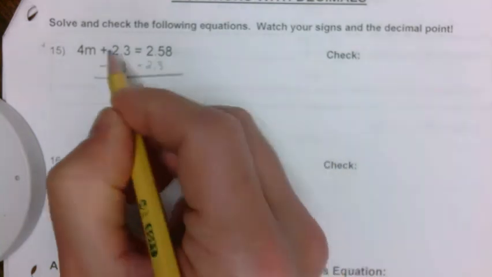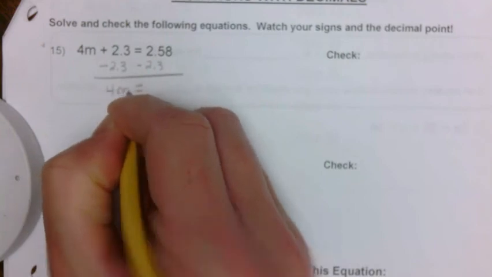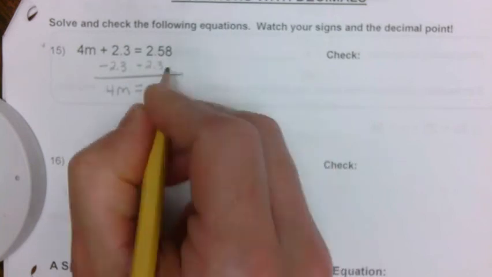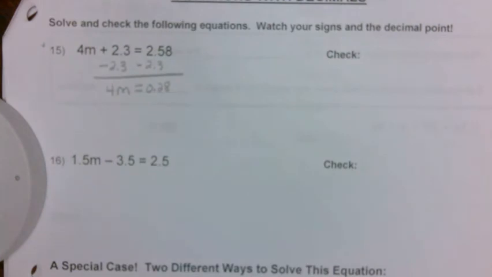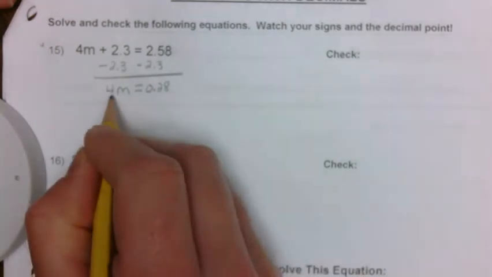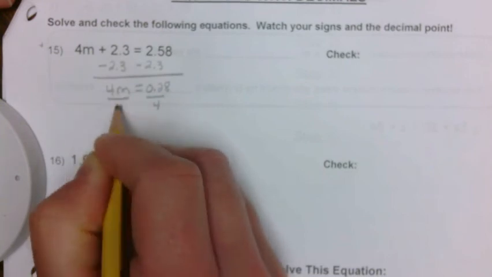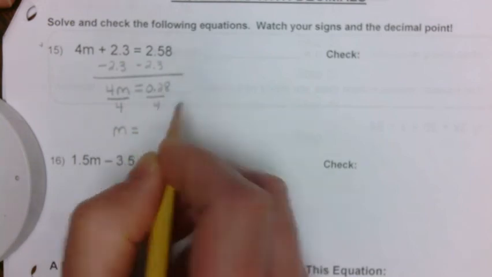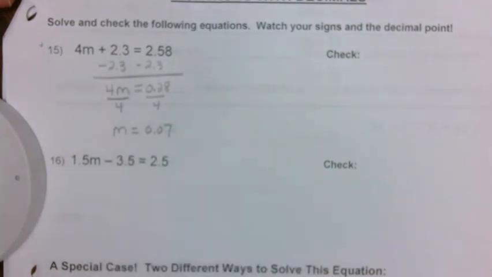On the left-hand side, 2 3/10 minus 2 3/10, that's your zero pair. So 4m is on the left side. On the right side, 2 58/100 minus 2 3/10, that's going to give us 28/100 when we do the subtraction. So 4m equals 28 hundredths, but we need the value of 1m. All right, so that means we're going to have to divide by 4 on each side. 4m divided by 4 is our 1m. 28 hundredths divided by 4 is going to be equal to 7 hundredths. So we think m has a value of 7 hundredths.